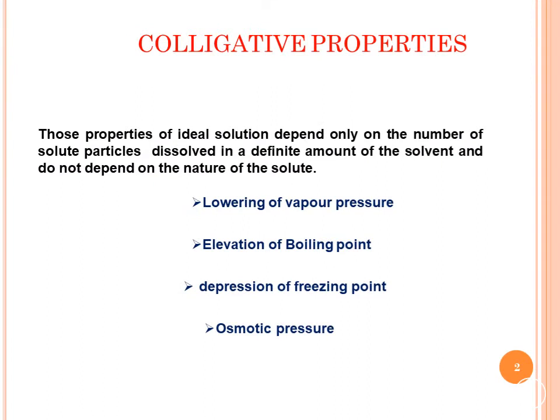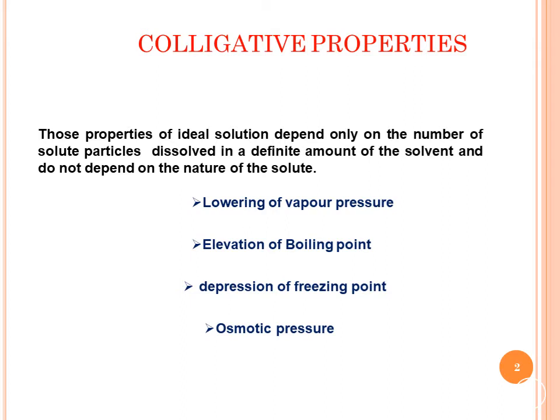We discussed in the previous class what colligative properties actually are. Colligative properties are those properties of an ideal solution which depend on the number or amount of the solute particles dissolved in a definite amount of solvent, and are completely independent of the nature of the solute. It does not depend on what the solute is, but on the quantity of solute particles added in the solvent. These properties of a solution are called colligative properties.